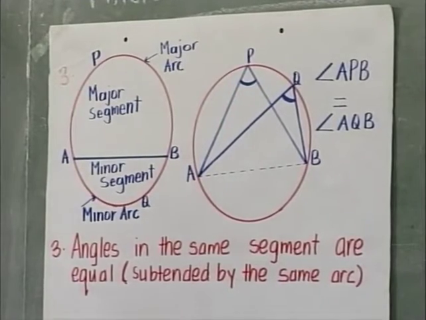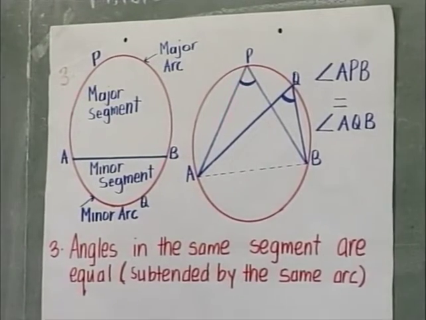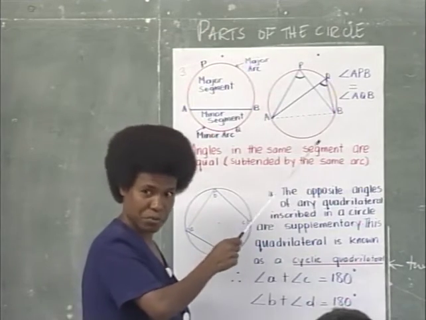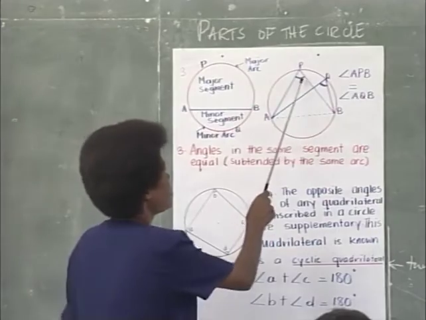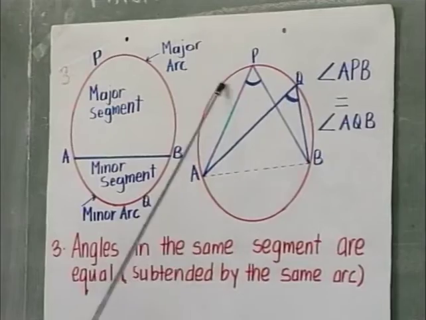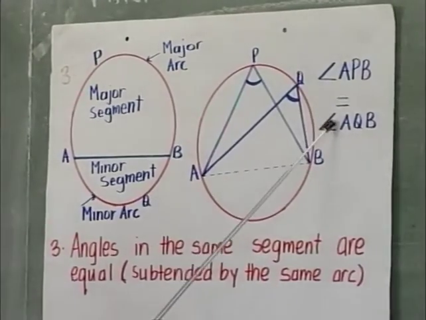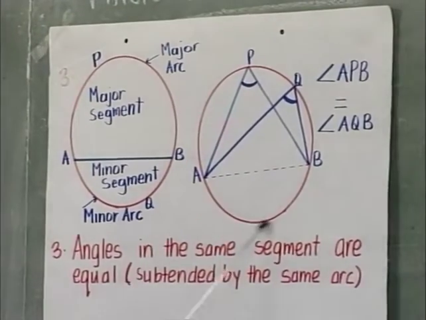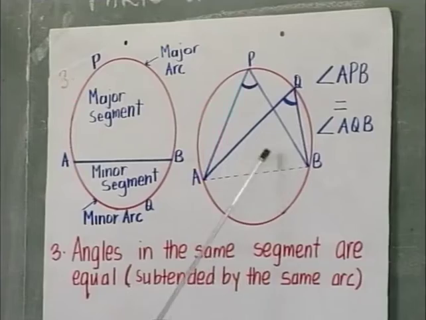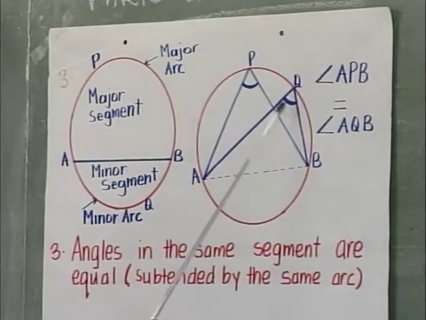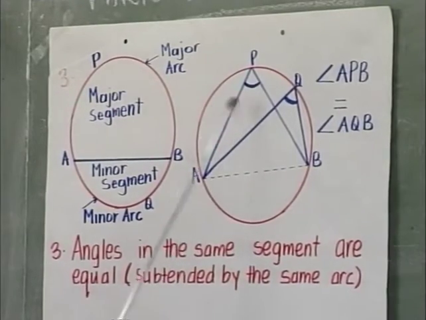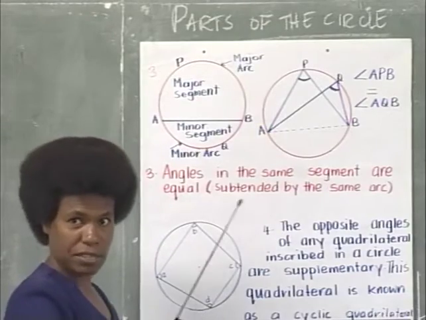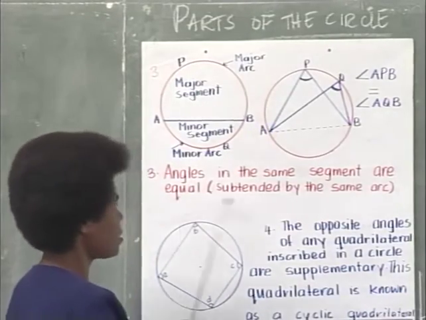You can prove that by taking a protractor and actually drawing a circle and measuring those 2 angles. Mathematicians have already proved this. All right? So, these 2 angles are equal. They are in the same segment and they are subtended by the same arc. Here is the arc. That's the chord dividing the circle into 2 segments. These 2 angles end up in the same segment and they are subtended by the same arc. Understand? Property 3.